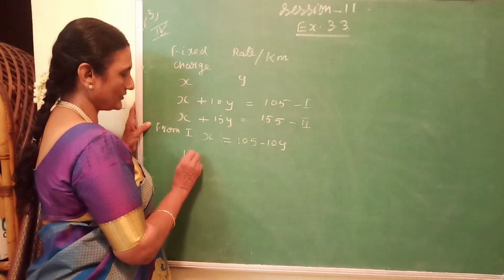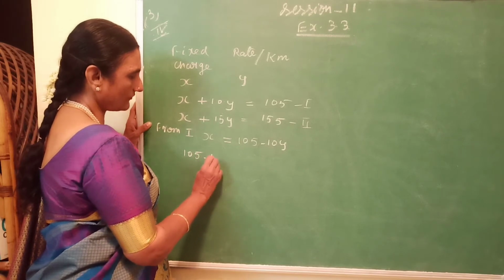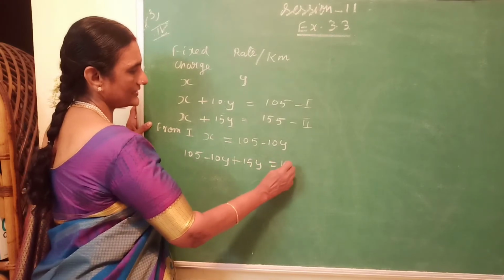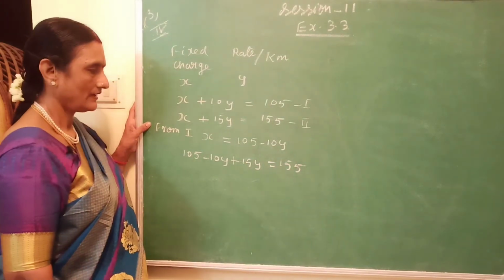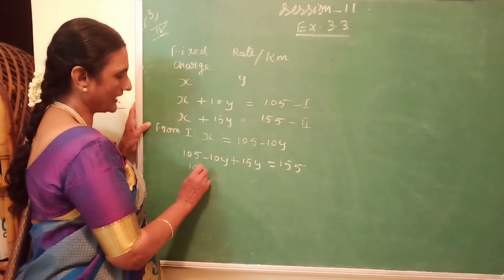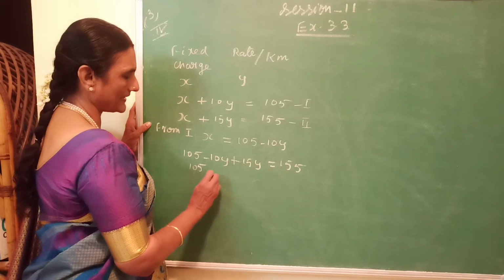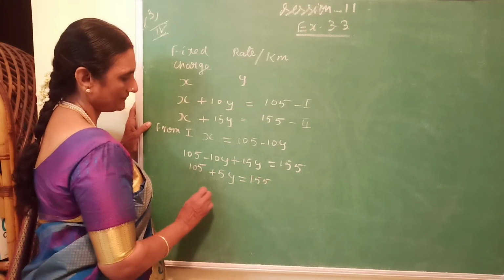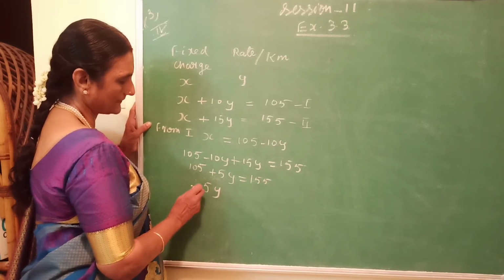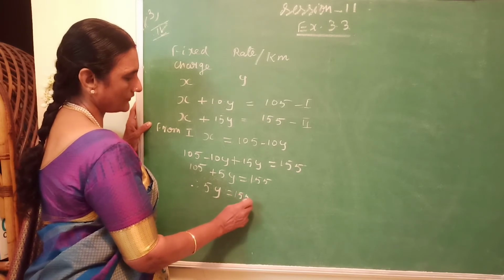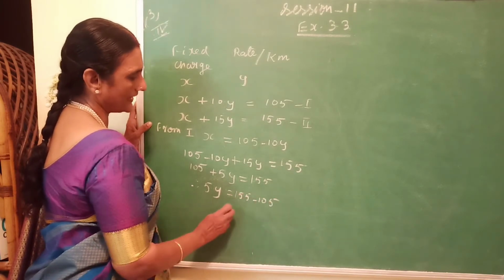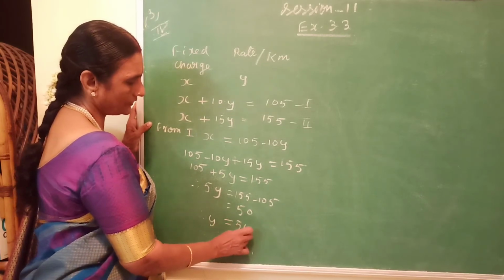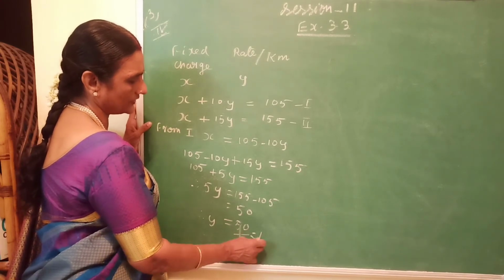So if you substitute, it will be 105 minus 10y plus 15y, which is equal to 155. Are you understanding? So 105 minus 10y plus 15y gives you 5y, which is equal to 155 minus 105. That gives you 50, in which case you have got y equal to 50 by 5, which gives you 10.